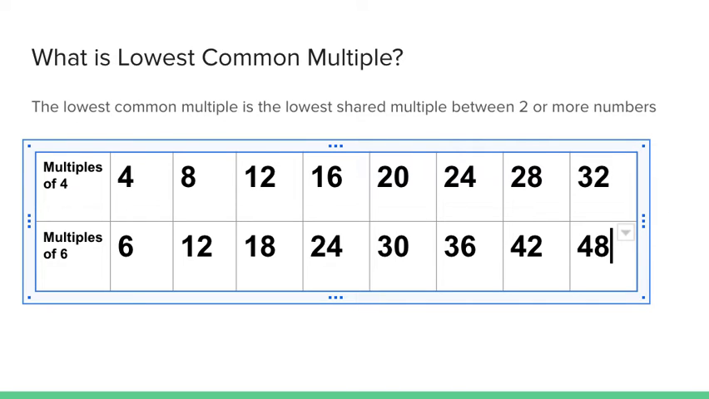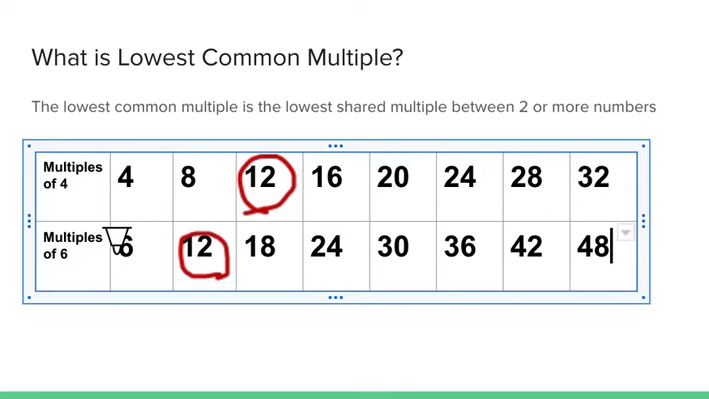Now we're going to look for common multiples again, but this time we're specifically looking for the lowest common multiple. If we look here, I don't see 4 in the 6 times table. I don't see 6 in the 4 times table, obviously. The first one that catches my eye, which is in fact the lowest common multiple, is 12. So the lowest common multiple between 4 and 6 is 12.